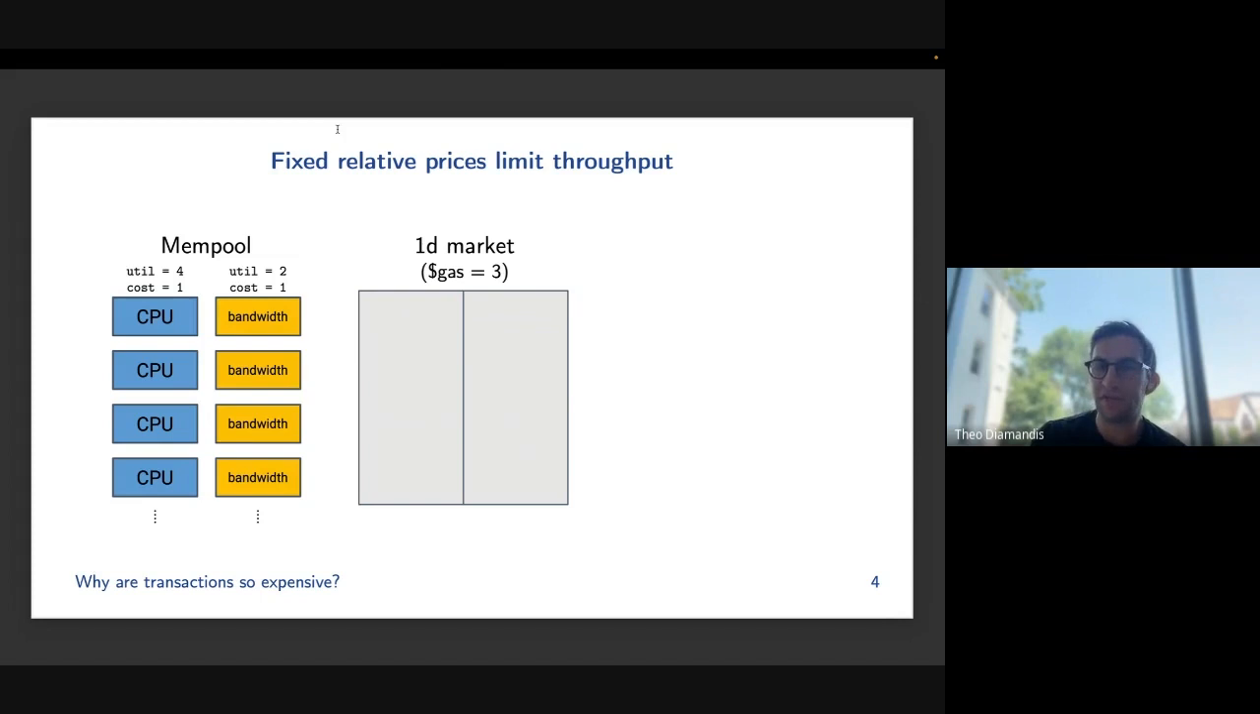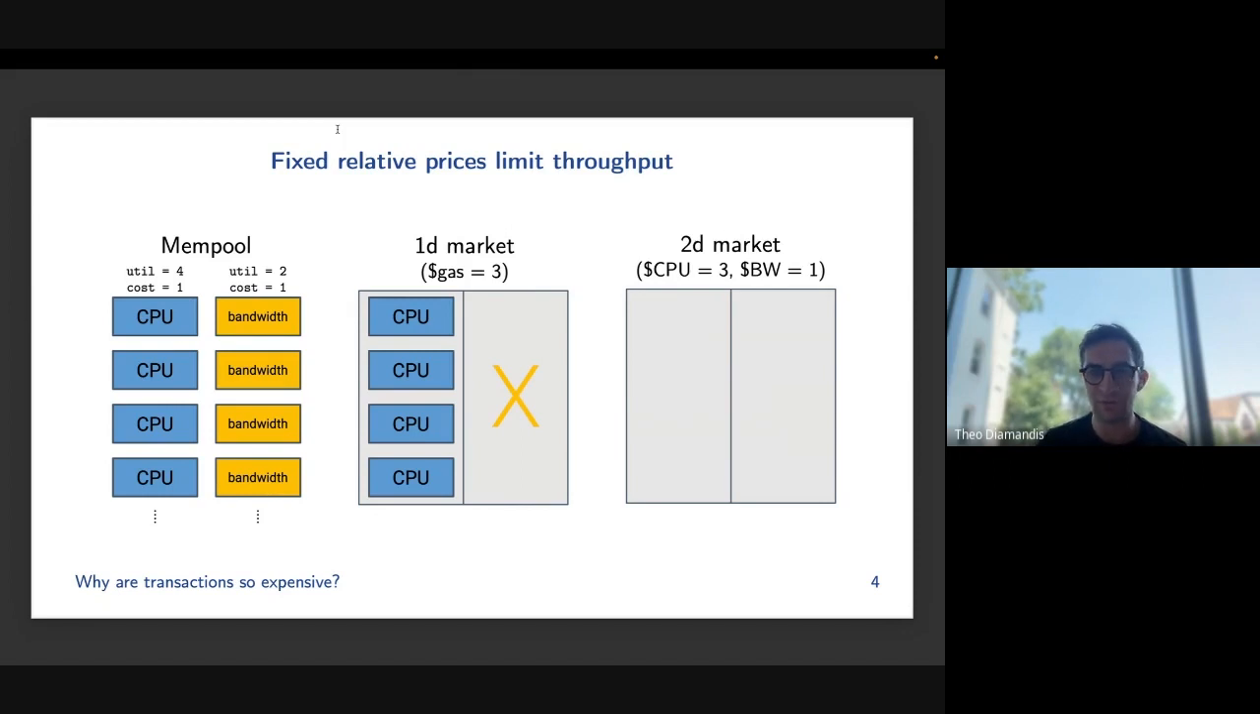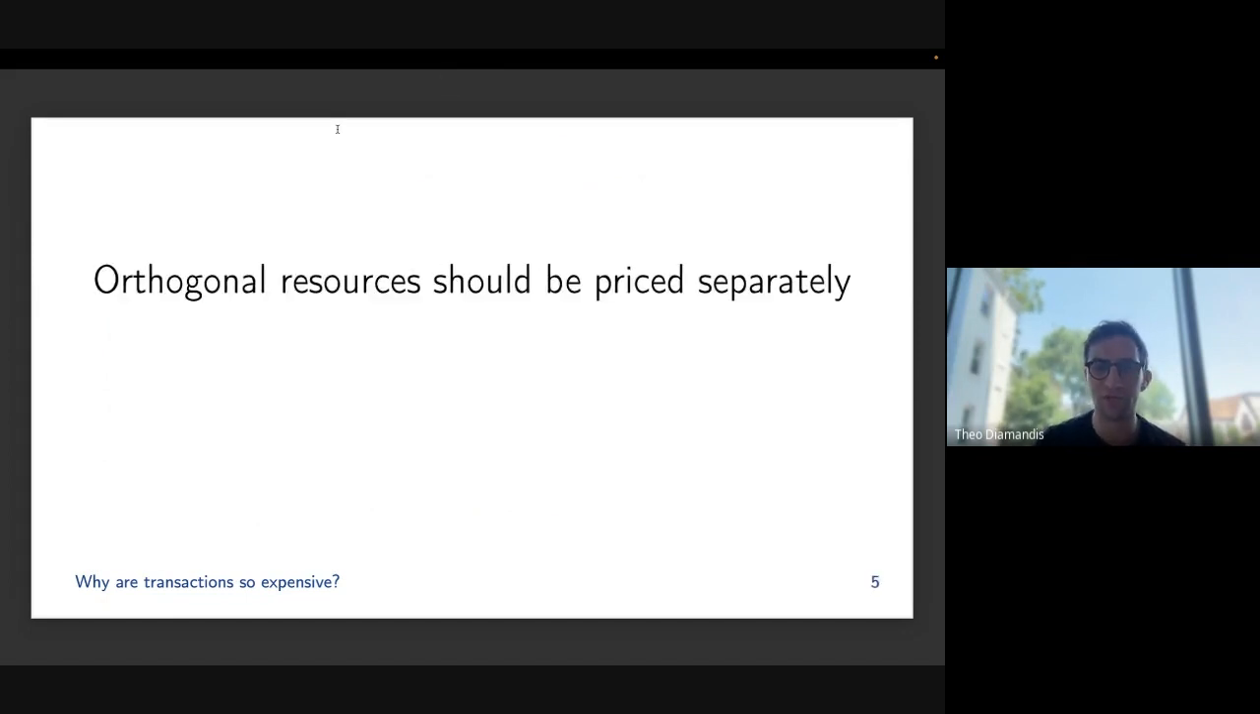If we have a one-dimensional market where, say, the gas price is 3, and we have a block that has 4 slots of compute and 4 slots of bandwidth, we're of course going to fill up all of the compute, but we're not going to use any of the bandwidth because we would have negative utility by paying 3 for these transactions, which have a utility of 2. However, if we had a two-dimensional market, these two things could float independently. Maybe the cost of CPU would end up equilibrating at 3, the cost of bandwidth would end up being 1, and we would be able to fully fill this block. So you can see that when resources are totally orthogonal, they should be priced separately.